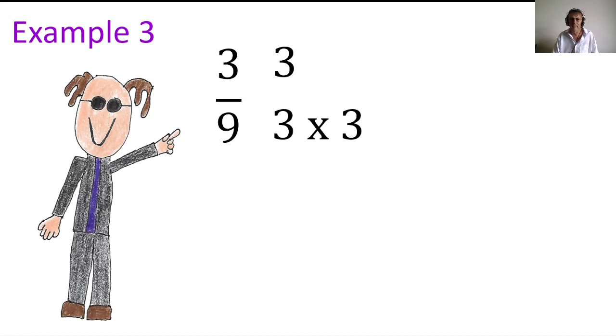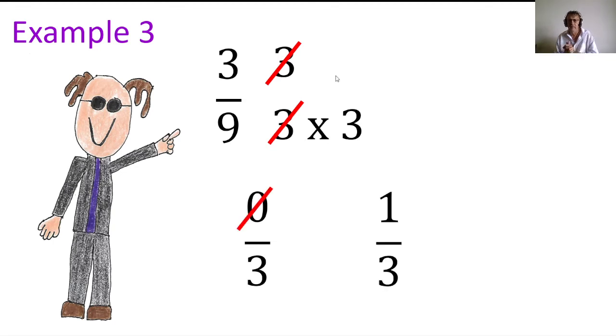And are there any common factors? Yeah, just like before with the 2's, we got two 3's, so we cancel them out. That leaves us with 3. Nothing above 3, but like I said, 3 is the same as 1 times 3. So we change the 0 to 1 over 3, which is 1/3. 3/9 is exactly the same as 1/3.